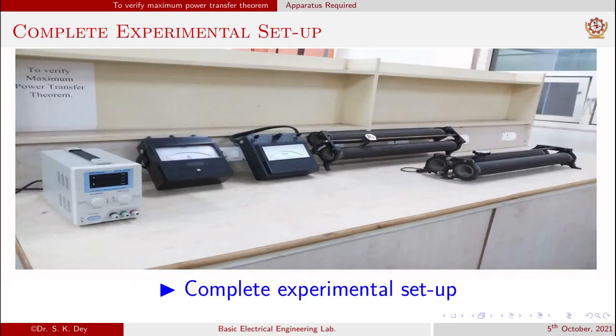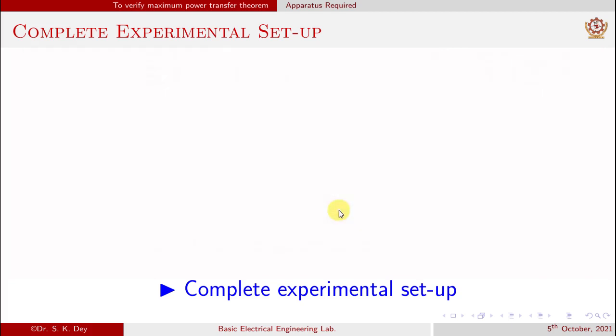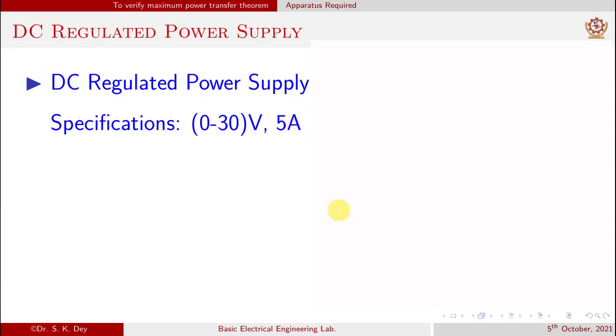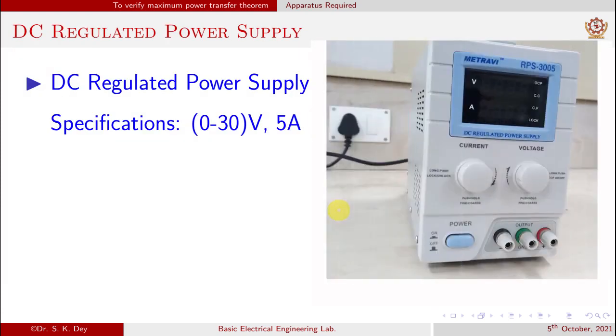This is the complete experimental setup. In this image, we can see this is one DC power supply unit, this is one DC ammeter, this is one DC voltmeter, and these are two rheostats. Next, we will see DC regulated power supply. So, this is one DC regulated power supply unit. This is 0 to 30 volt and 5 ampere range.